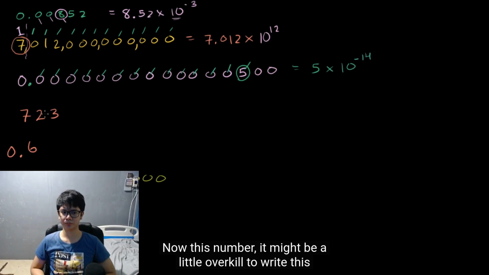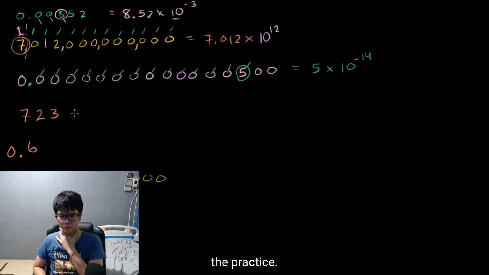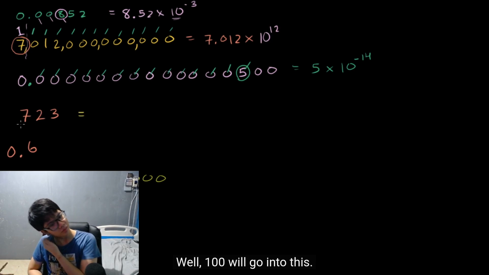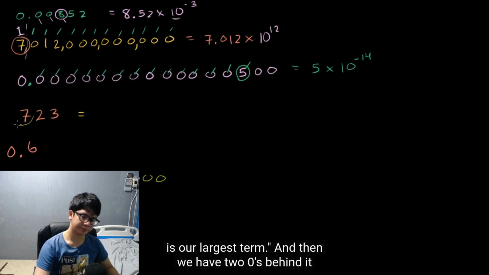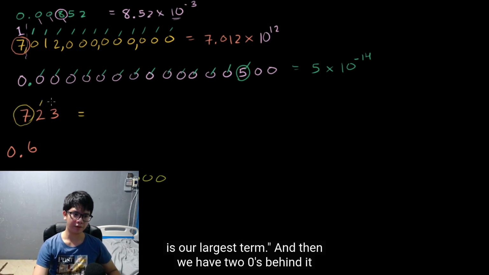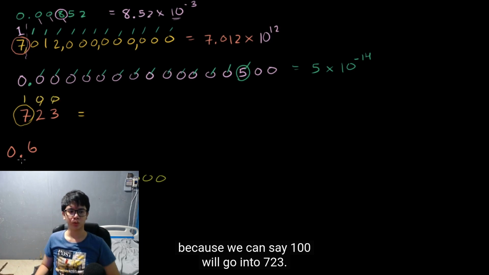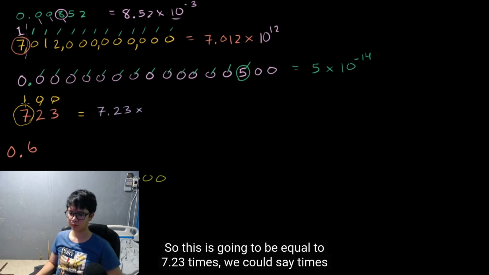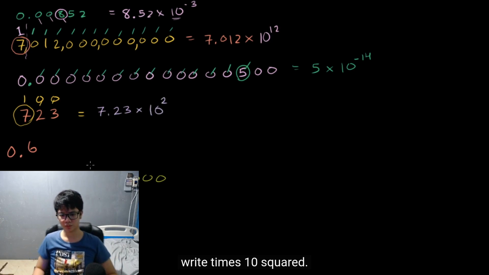Now this number, you might be able to overkill to write this in scientific notation, but it never hurts to get to practice. So what's the largest 10 that goes into this? Well, 100 will go into this. And you could figure out 100 or 10 squared by saying, okay, this is our largest term, and then we have 2 zeros behind it, because 100 will go into 723. So this is going to be equal to 7.23 times, we could say times 100, but we want to say in scientific notation, so we'll write times 10 squared.